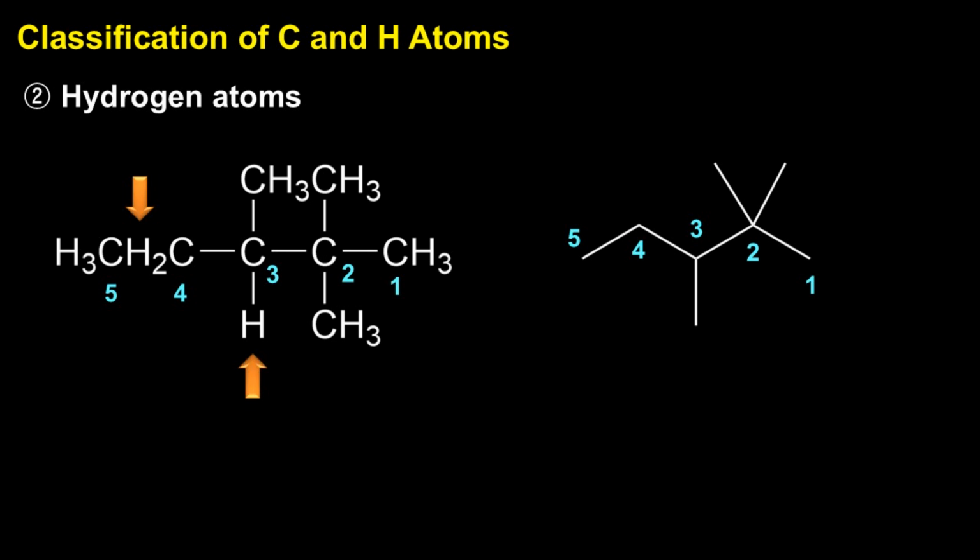So next time you look at an alkane, try classifying the carbon and hydrogen atoms yourself. It's a small step, but super helpful, especially when you start learning about reactions like halogenation. And that's a wrap. Now you know how to classify carbon and hydrogen atoms in alkanes.